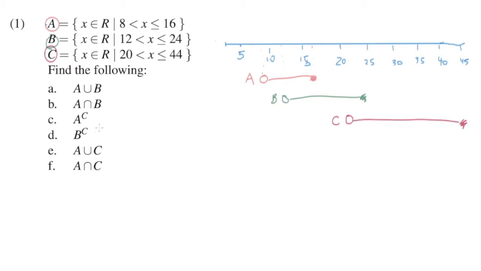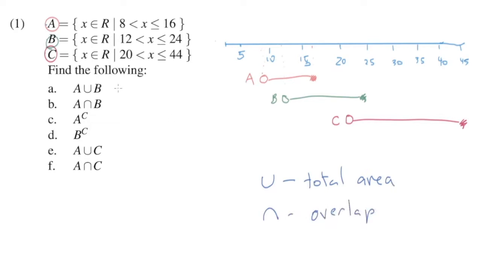Okay, so let's get down to business. A union B. Okay, so we remember that union is the total area, while intersection is the overlap, right? Remember that?